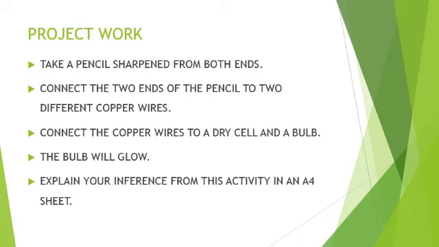Project work. Take a pencil sharpened from both ends. Connect the two ends of the pencil to two different copper wires and connect the copper wires to a dry cell and a bulb. Now, the bulb will glow. Explain your inference from this activity on an A4 sheet.